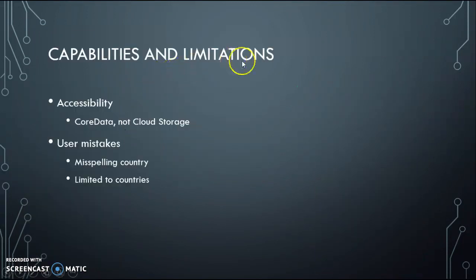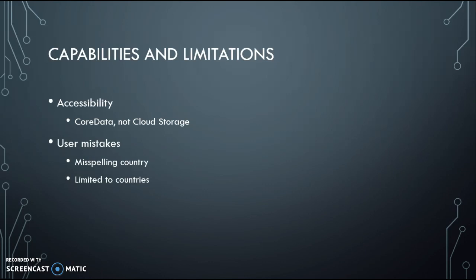And so the capabilities and limitations. Now, accessibility was one thing, and that's probably the biggest thing. This used core data and not cloud storage. So if the user wants to check this app and check their travel journal on a different device, that unfortunately is not possible unless they transfer the data manually. There is no cloud storage, so it's not easily accessible for users.